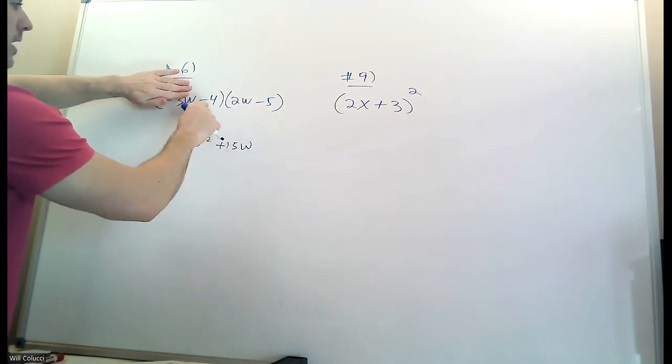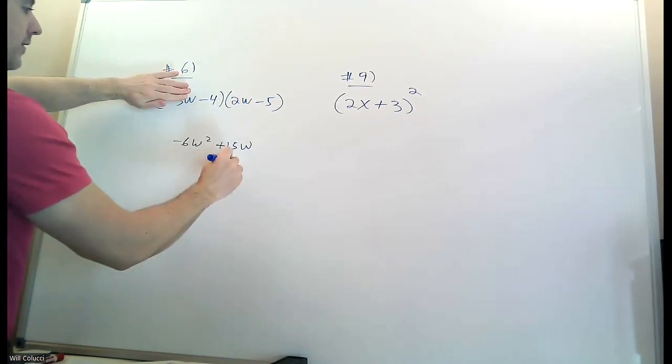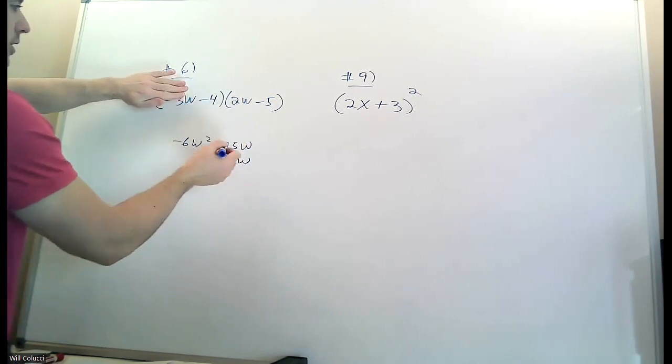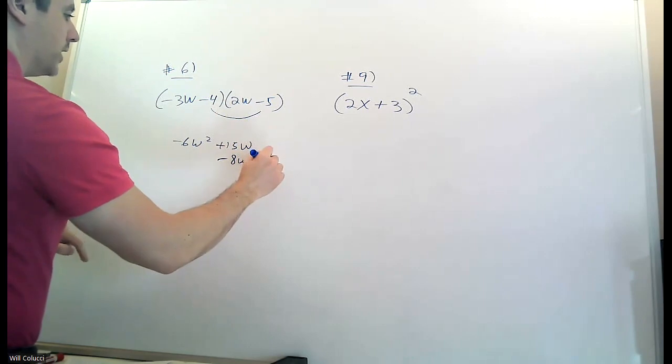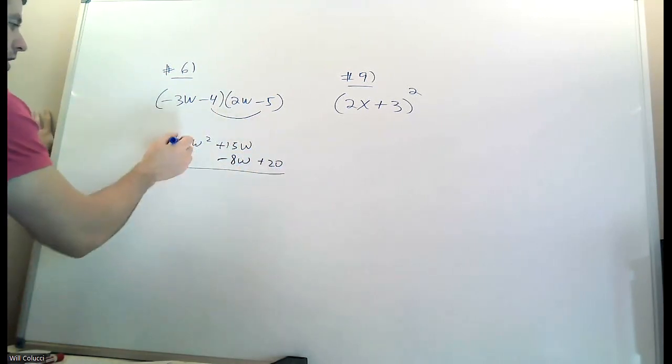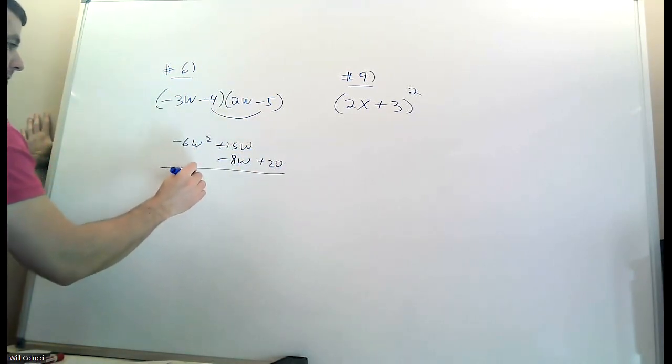You're doing the inner now. -4 times 2W is -8W. And I'm just used to doing it this way, so I do it that way. And then at the end, -4 and -5 make plus 20, right? Negative times a negative is a positive. So then you get -6w squared.